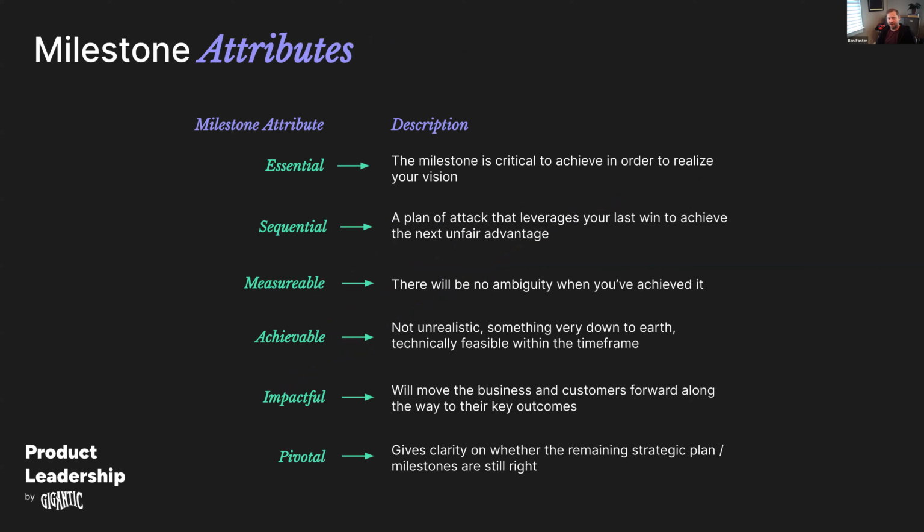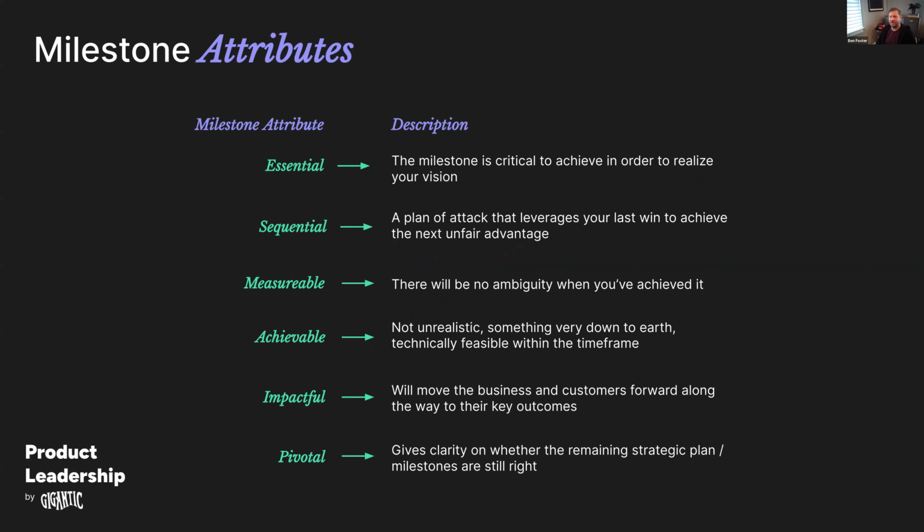And really, this final slide that I have here summarizes a lot of the things that I've said about those milestones. Great milestones in your product strategy are things that are essential to it, things that make sense to be built in sequence. So you can say, as I develop this, it makes the next stage in this product strategy a little bit easier.